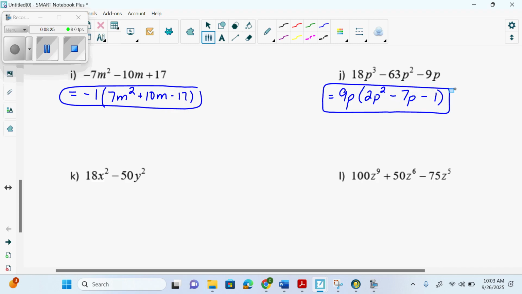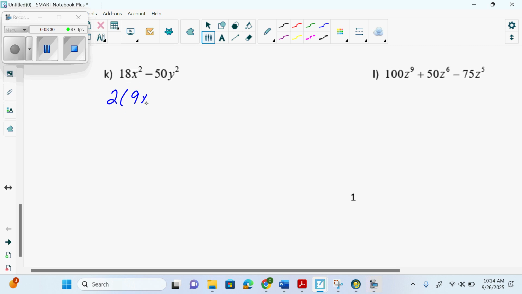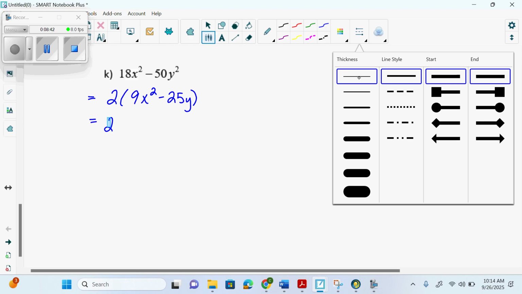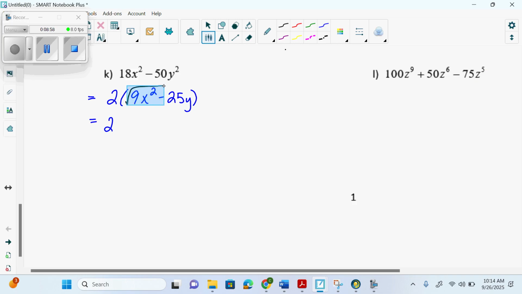Okay? You have k and l left. Go. 2, and then we're left with 9x squared minus 25y, which is leading us into the next part of our lesson. This 2 stays for the ride, but this 9x squared minus 25y, reminding you, that is a difference of squares. So it's a difference of perfect squares. So in order for it to be a difference of perfect squares, you need to have a difference sign, which is a subtraction sign, and perfect squares. So, what's the square root of 9x squared?